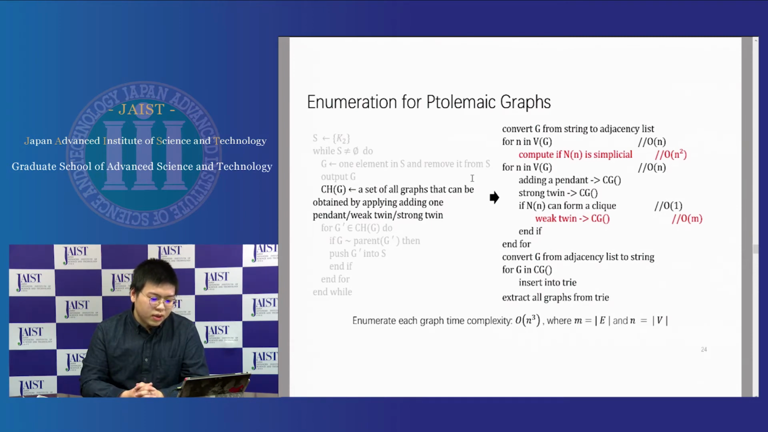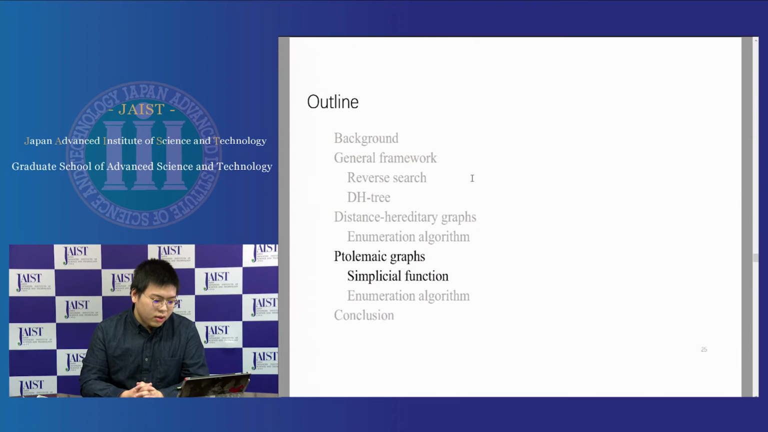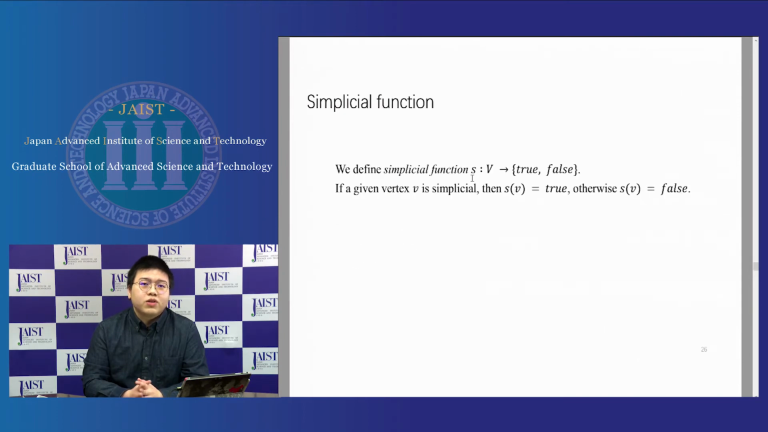So to improve the time complexity of this algorithm, we introduce the following concept, called the simplicial function. Here, we define the simplicial function as follows. The input of this function is a vertex from a Ptolemaic graph, and the output is true or false. If the vertex v is simplicial, then we output true. Otherwise, we output false.